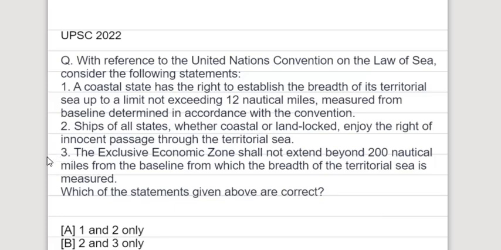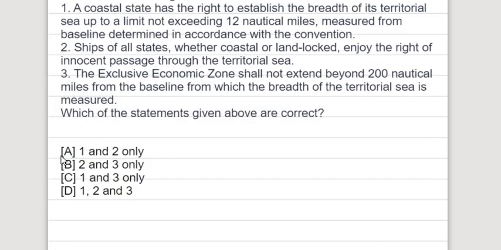Next, the third point: the exclusive economic zone shall not extend beyond 200 nautical miles from the baseline from which the breadth of the territorial sea is measured. What will be the answer? First option is 1 and 2, second is 2 and 3, third is 1 and 3, fourth is 1, 2, 3. What will be the answer? Just think and write in the comment box.